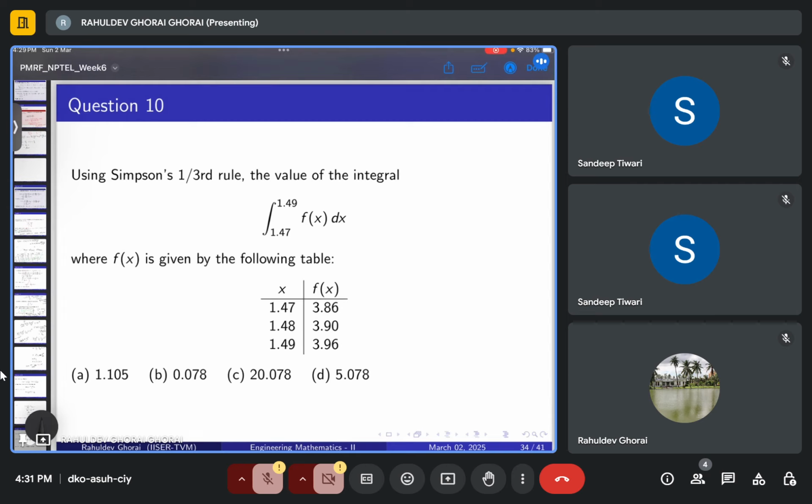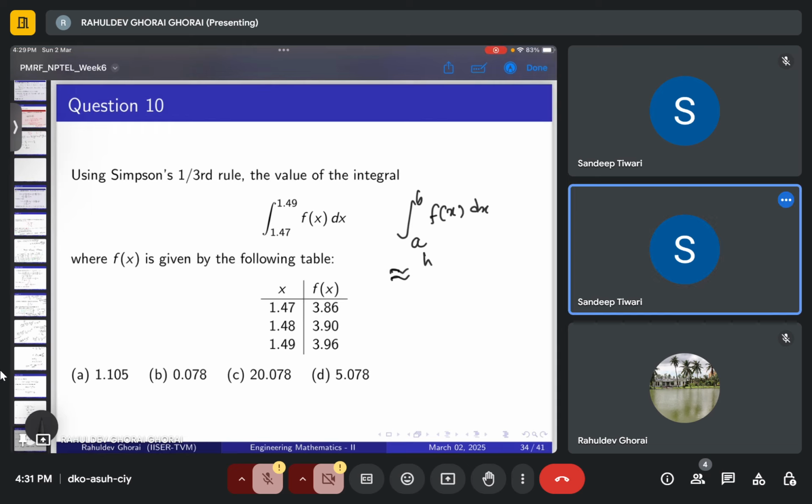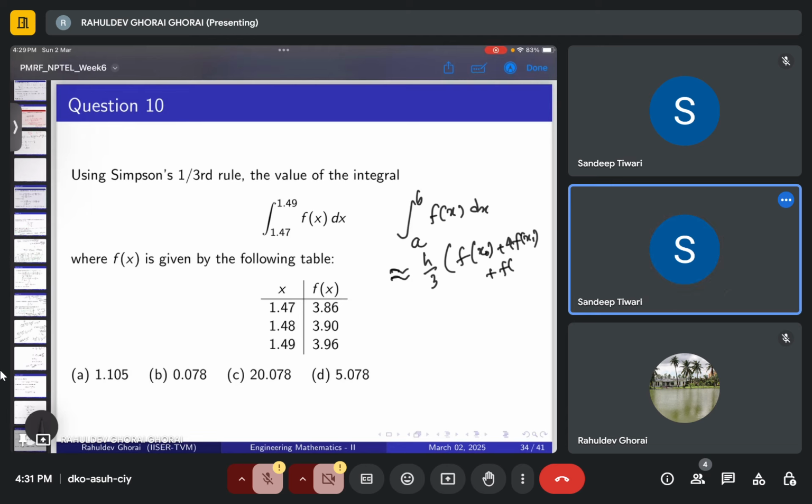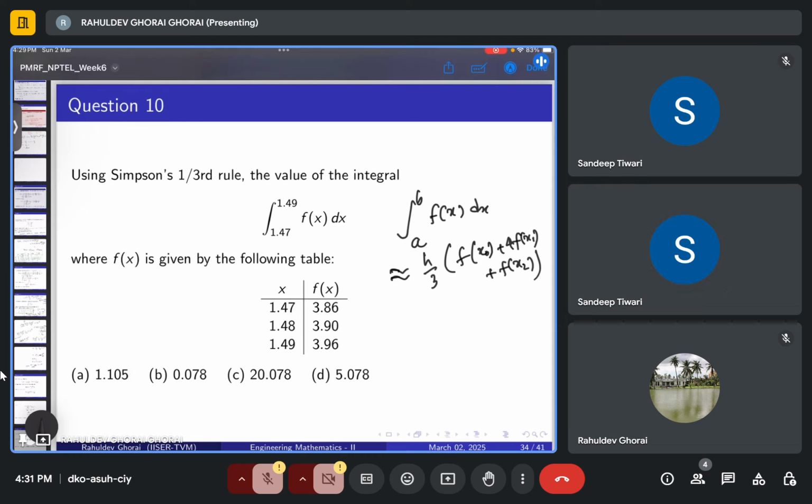What have you used? What's the definition of this, the integral from a to b of f(x) dx? What approximation do you have? What formula have you used? Sir, h by 3. Okay, so f of x0 plus 4 times f of x1 plus f of x2. If you have used this formula, then it would be correct, I think.